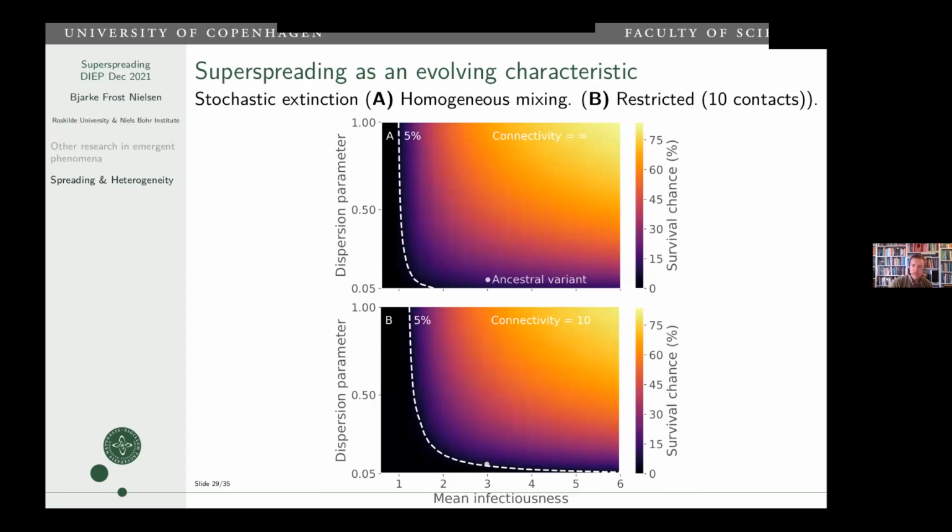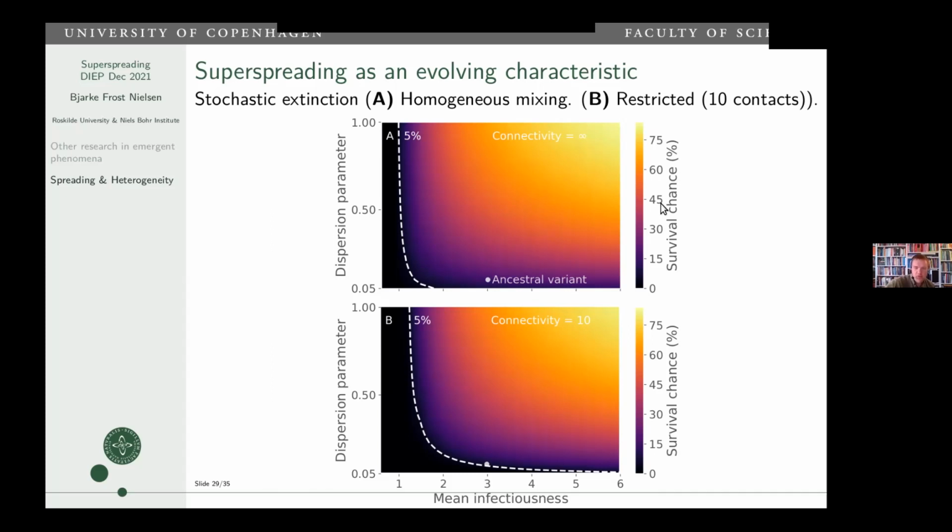So let's just try and think about what that would mean if different variants had different super spreading characteristics. So what I try and look at here is the first concept I talk about, the stochastic extinction one. So that's sort of how would super spreading affect your ability to make it as a new virus moving into the human population. And I put some dots. So I put the ancestral variant down here. So that's this K value of 0.1 and the mean infectiousness, an R0 of about 3.